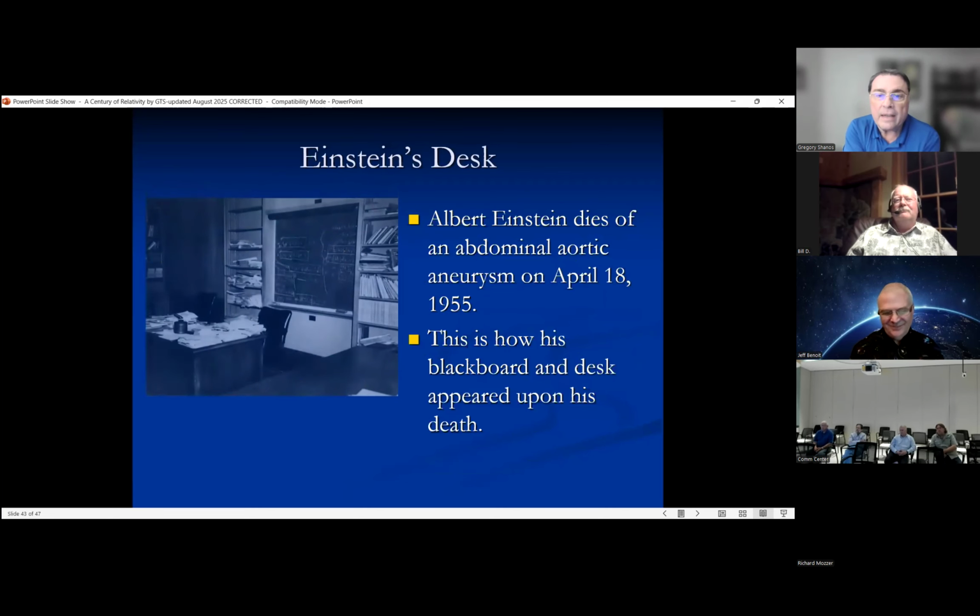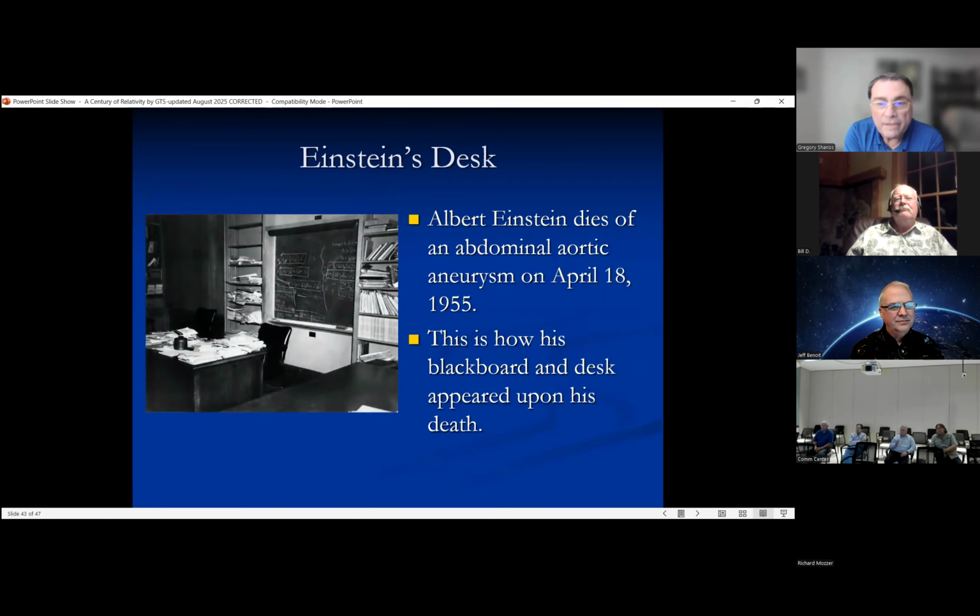And then he died on April 18, 1955, of an abdominal aortic aneurysm. This is how his desk looked.